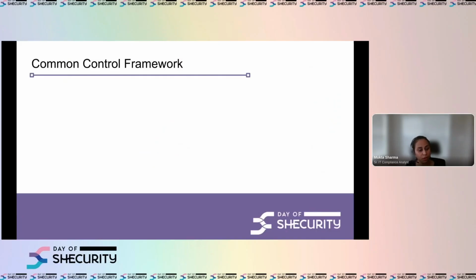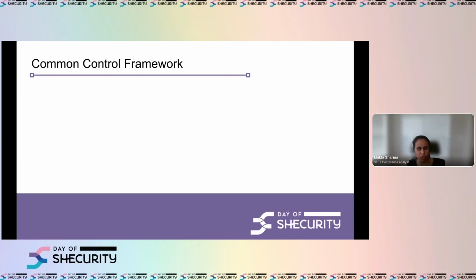So common control framework, which is also known as unified compliance framework, is a comprehensive solution which provides a structured set of internal security controls which are derived from various security frameworks. You can consider this as a one-stop shop which consolidates and harmonizes all the control measures from various regulations and standards into a single framework. It provides a centralized repository, a centralized resource for assessing and implementing controls. It helps you streamline compliance effort and ensures consistency and adherence to multiple requirements.